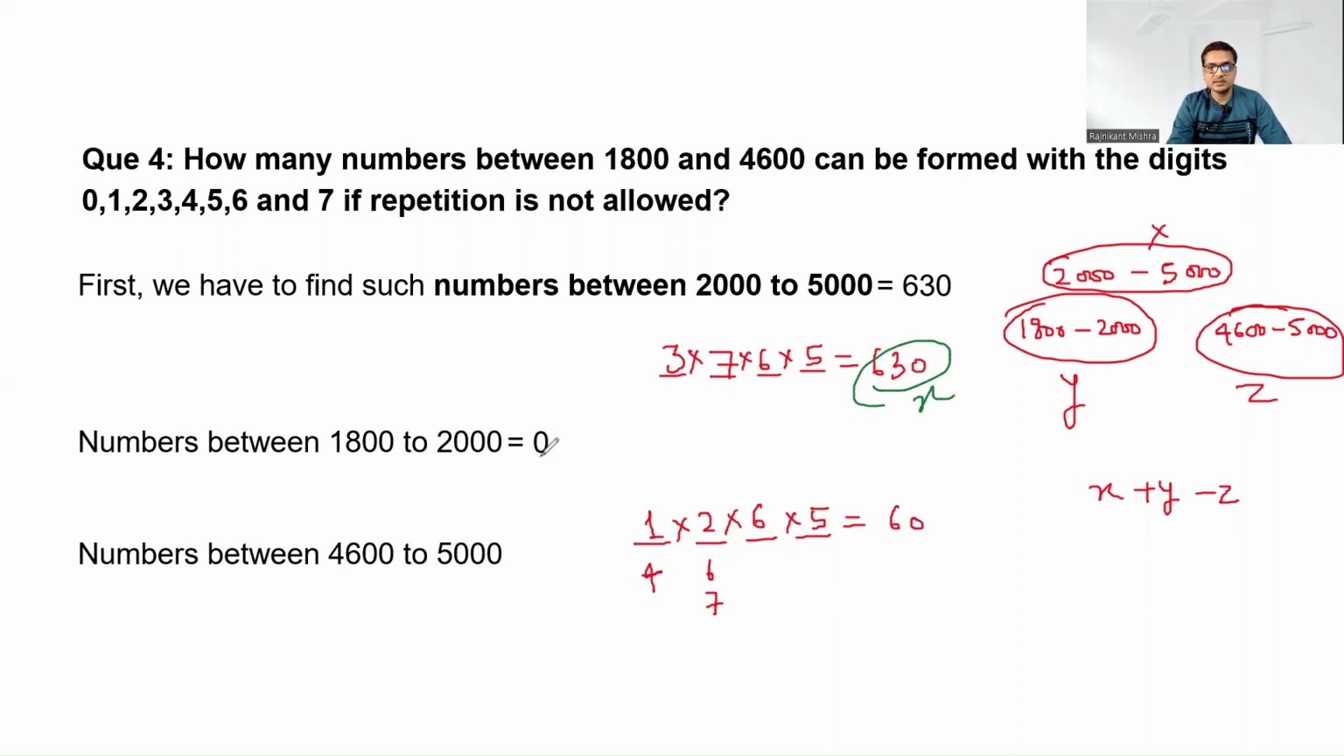Here this is X, this is Y, this is Z. 630 plus 0 minus 60 is equal to 570. So the final result is 570.